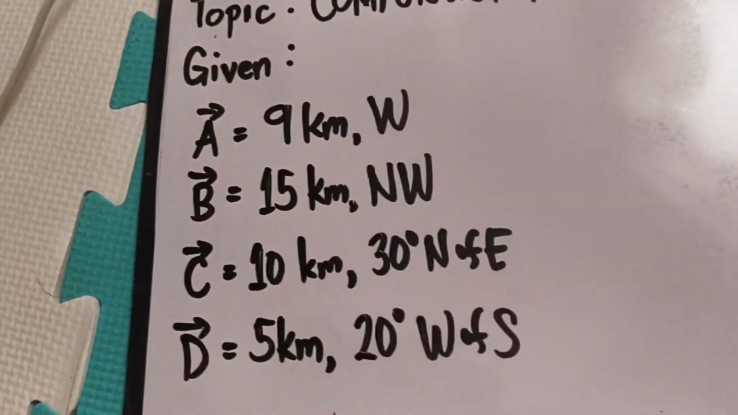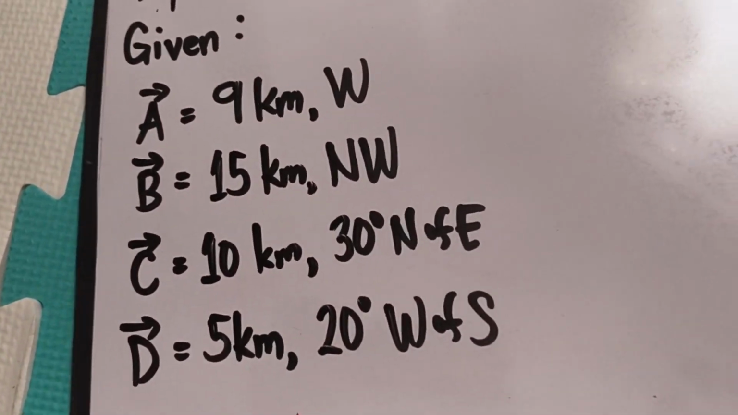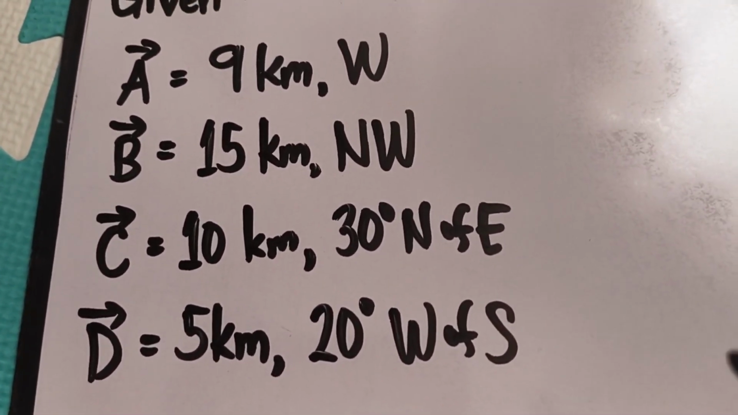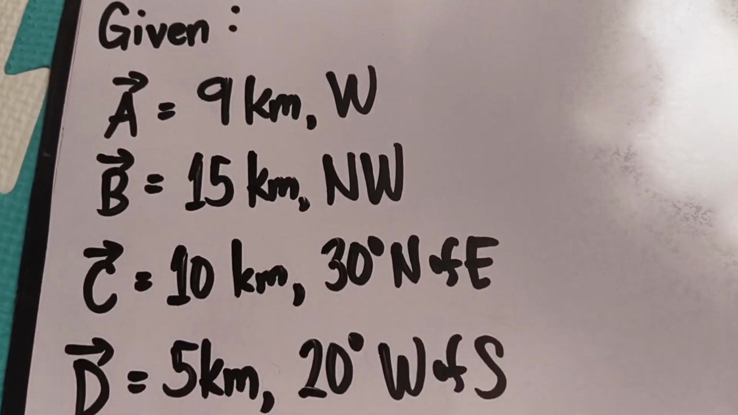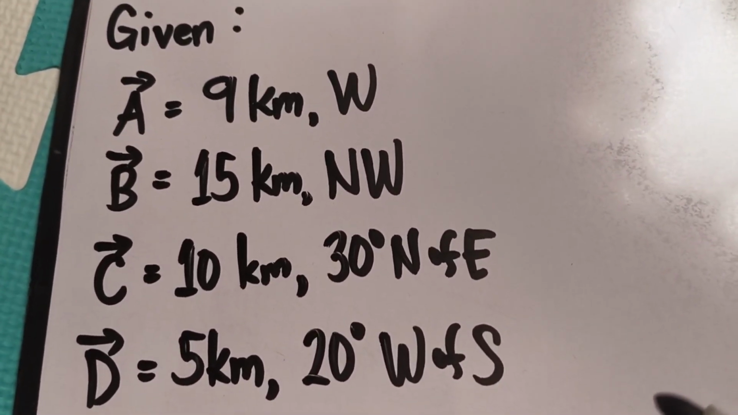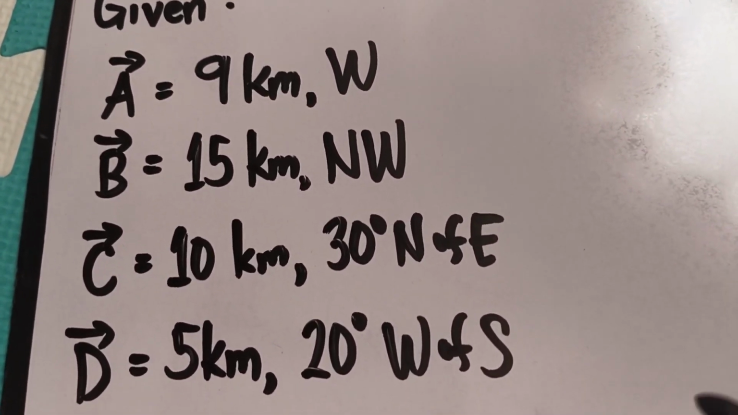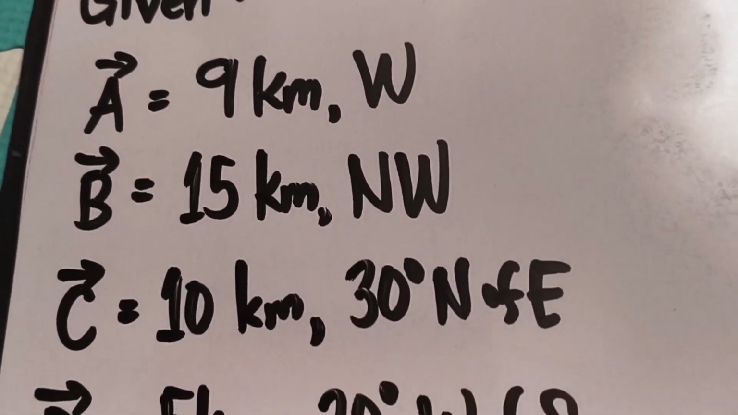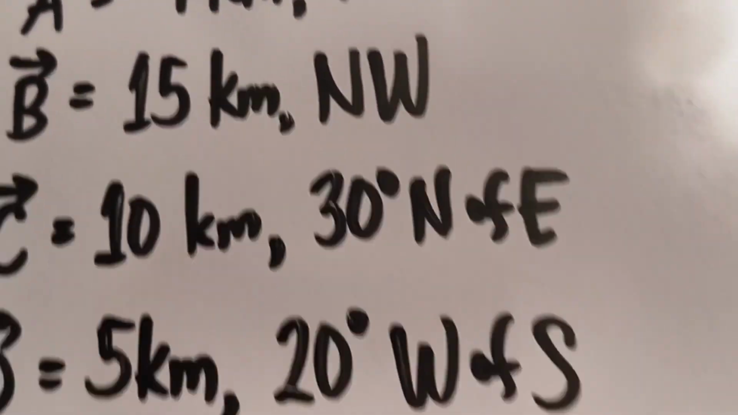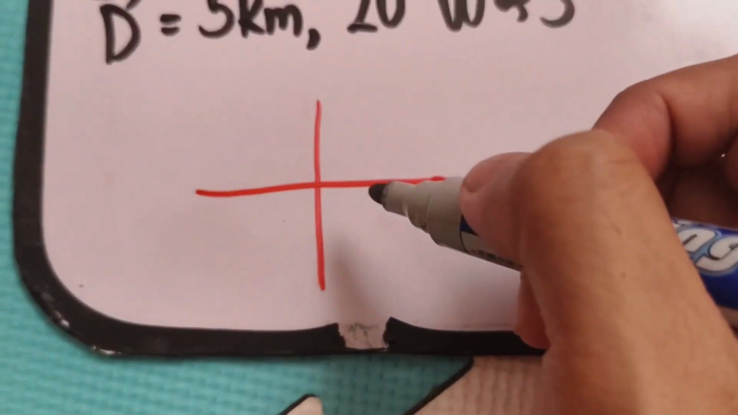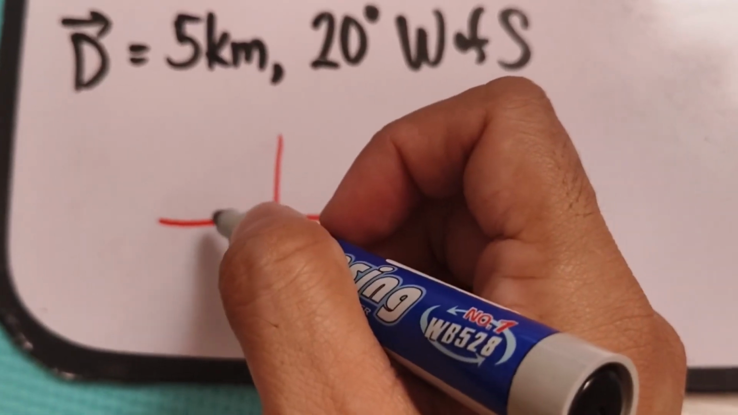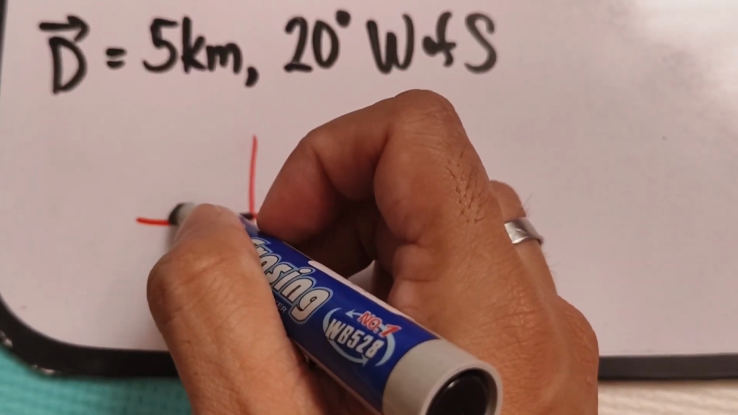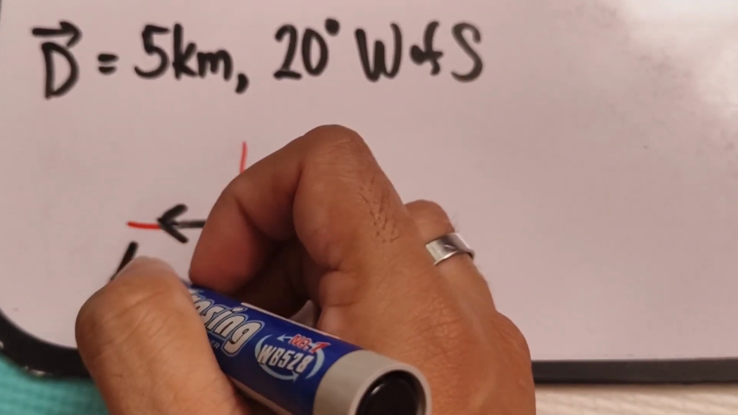Okay, our next step will be to plot these vectors in a Cartesian plane. Why? Para ma-visualize natin kung nasaan sila banda at mailagay natin ng tama yung sign ng bawat components. Alright? O ma-double check natin. So let's begin with vector A. Vector A is 9 kilometers west. So dito sa baba, meron akong naka-ready na Cartesian plane. Ibig sabihin, yung ating vector A ay directed west. Okay, so this is vector A.